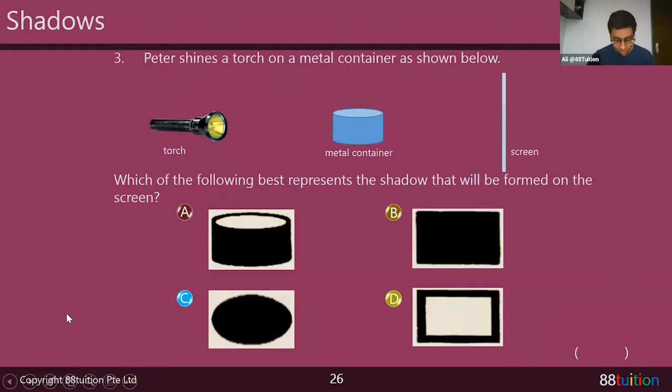Okay, very similar to the triangle. However, which of the following best represents the shadow that will form on the screen? I know I have 50 students here, right? Only 10 of you did the homework, right? I know. So 40 of you didn't, right? So what to do?